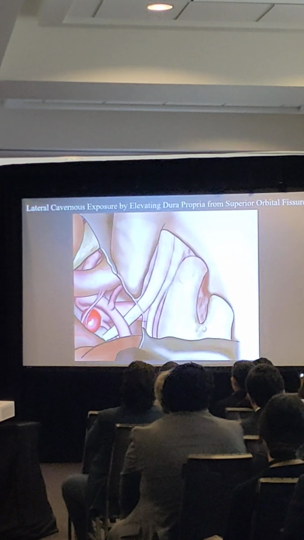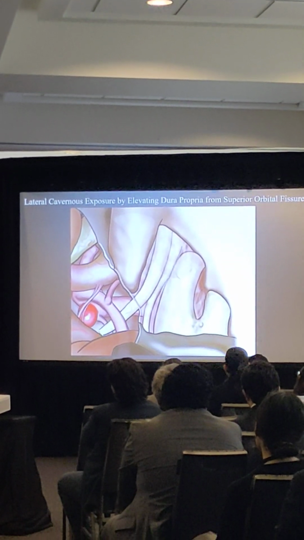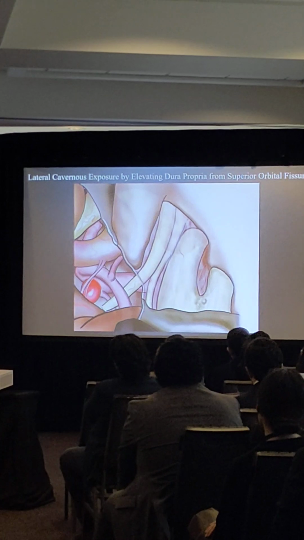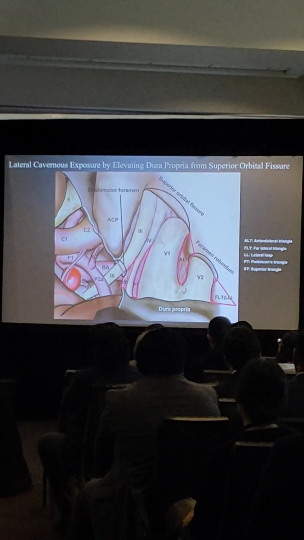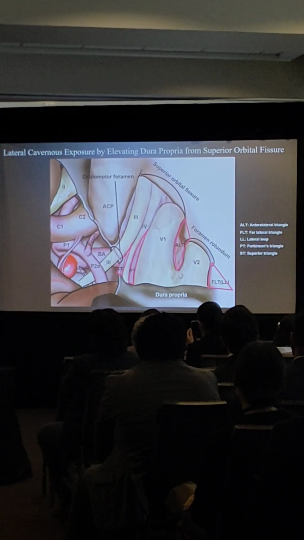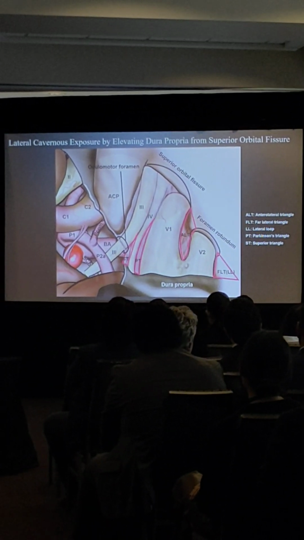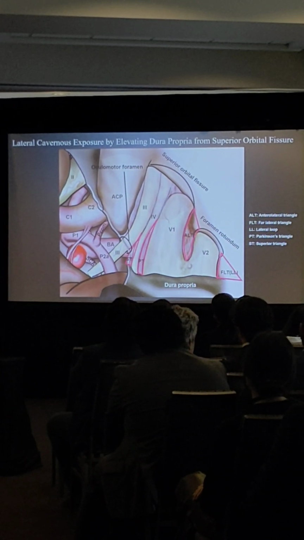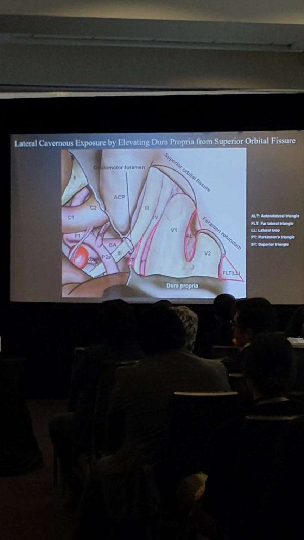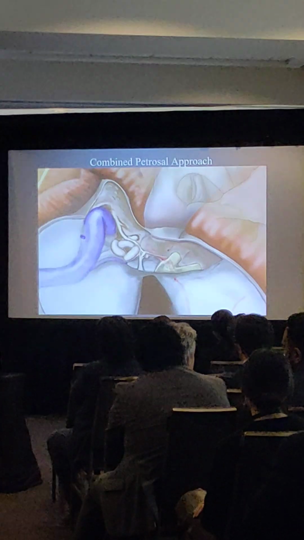to perform such a complex surgery, we need to understand the anatomy, especially of the cavernous sinus. This is a very important landmark of the cavernous sinus. Everybody knows, but in cadaver dissection, we can learn how the cranial nerves are located in the cavernous sinus wall.